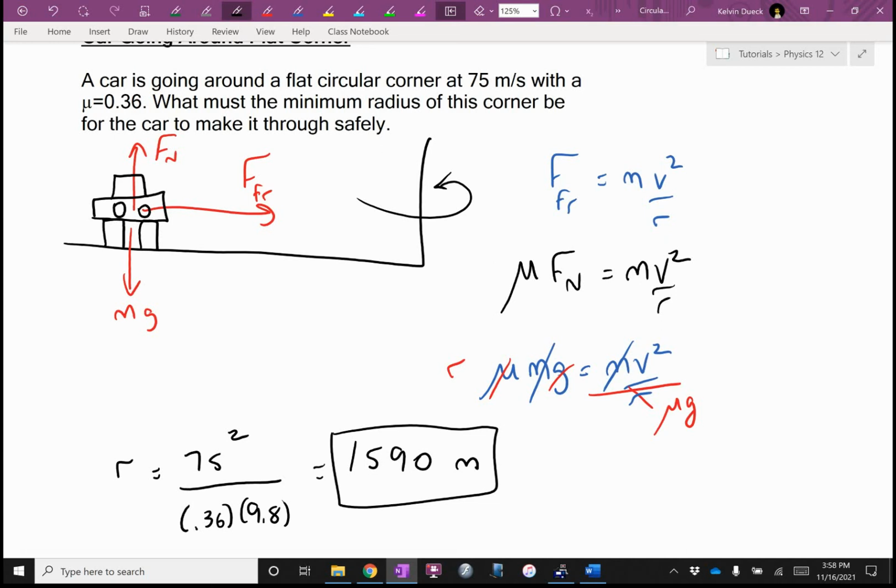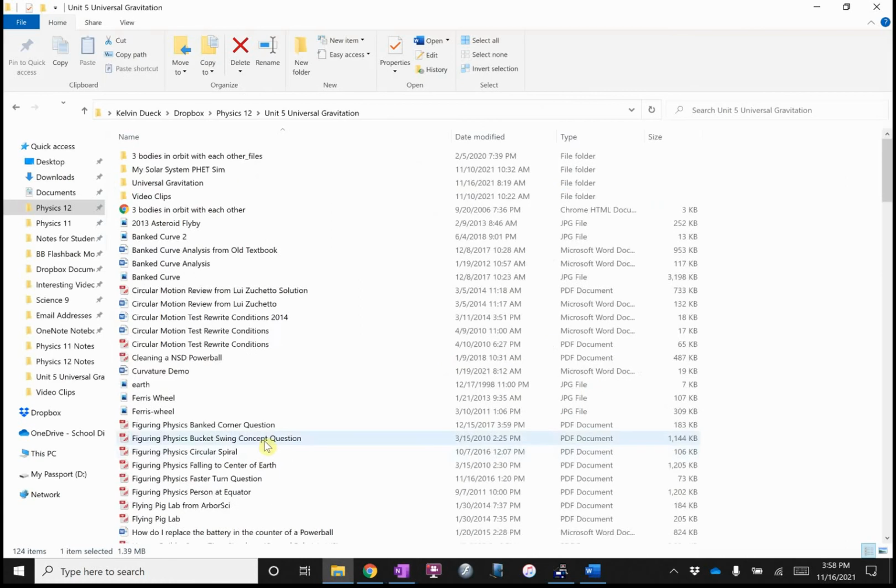So that Tarzan swing number 6, I think it's number 6, that's a really, really tough question. Let me show you my solution key for that one, Mr. Dewick.